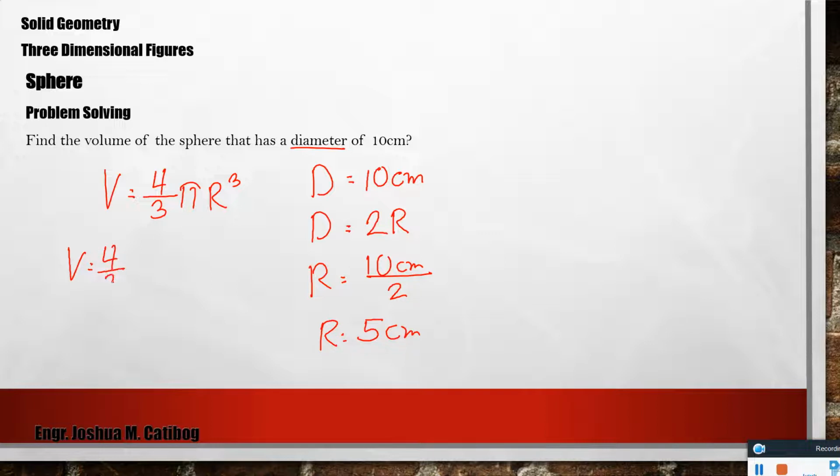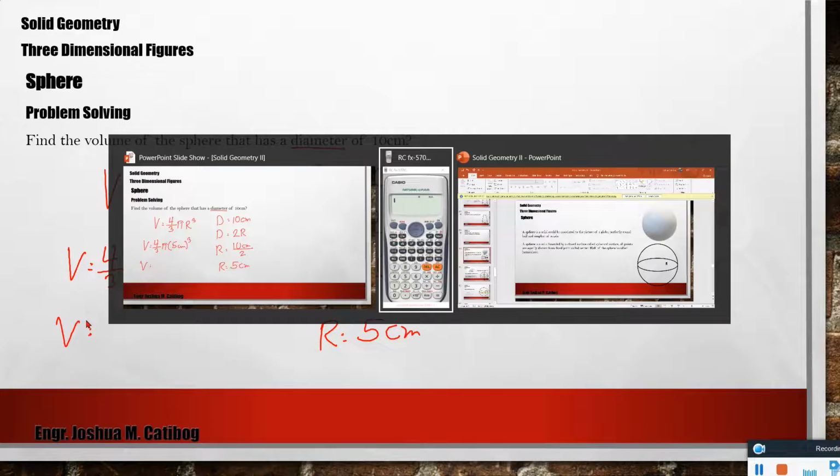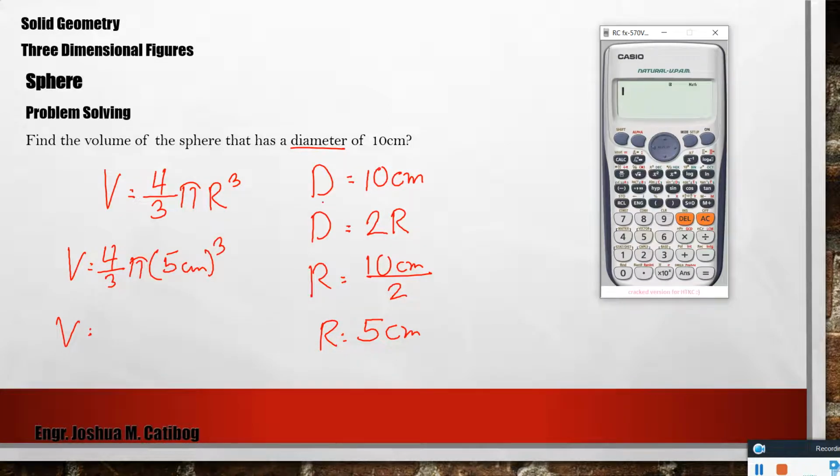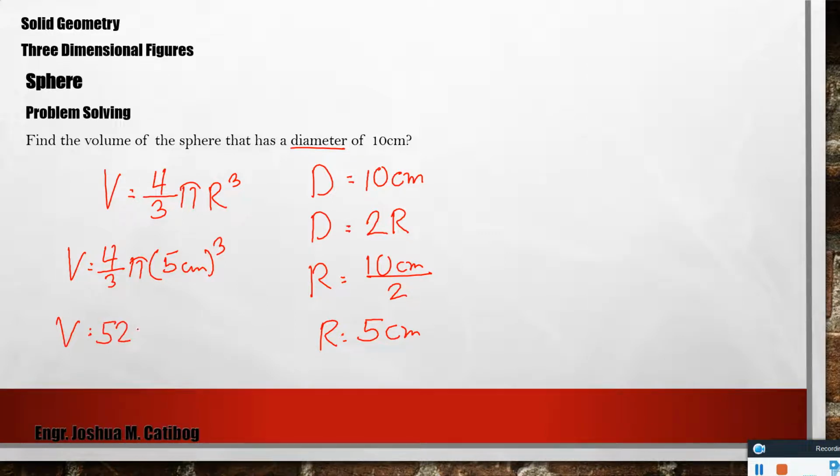Volume is 4 over 3 pi times 5 centimeter cube. So from here, please use your calculator, guys. Okay, so let's try to compute. So 4 over 3 times pi times 5 raised to 3. So from here, you have the answer of 523.6. 523.6. Ano po ang ating unit, sir? Cubic meter. So this is the volume.